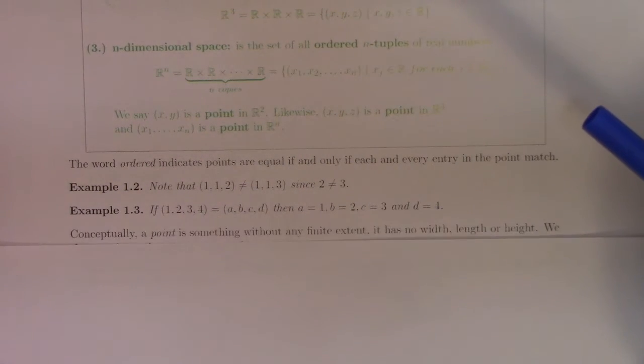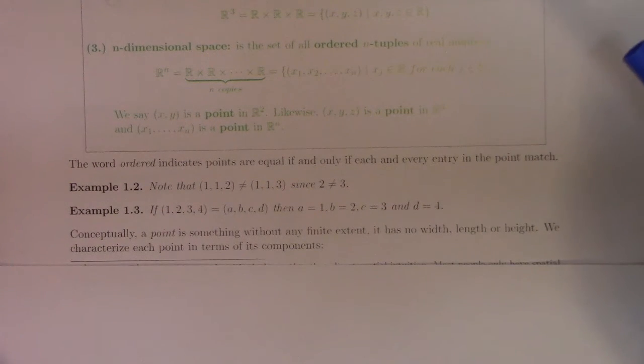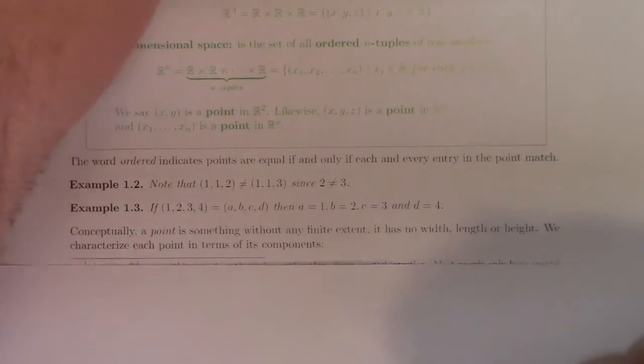All right. So conceptually, a point is something without finite extent. It has no width, height, or length. And of course, we can characterize each point in terms of its components.